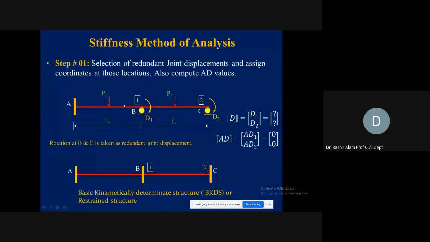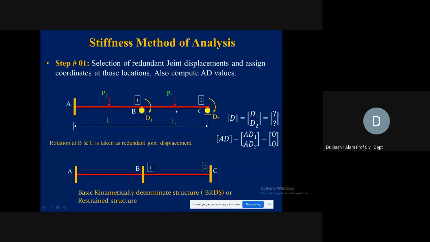Now, this is the actual structure. Corresponding to D1 we don't find any action. No rotation, no moment is here corresponding to D1 and no moment corresponding to D2. So this way we declare our AD1 is equal to 0 and AD2 is also equal to 0. And D1 and D2 are our unknowns.